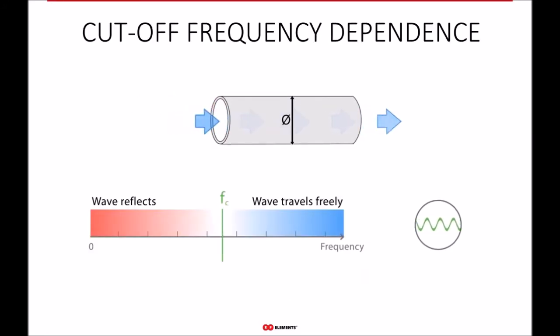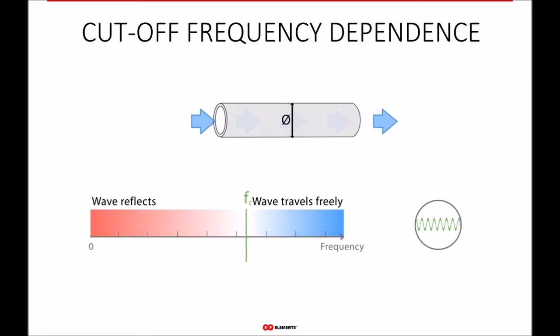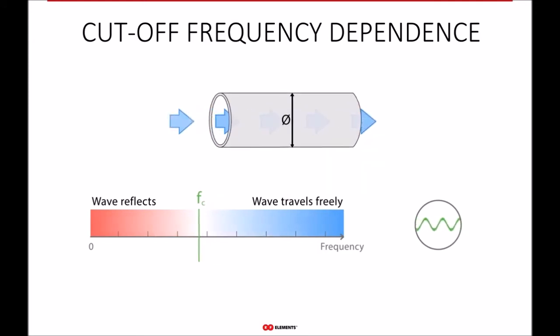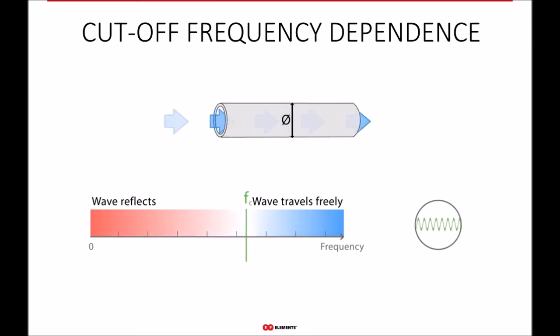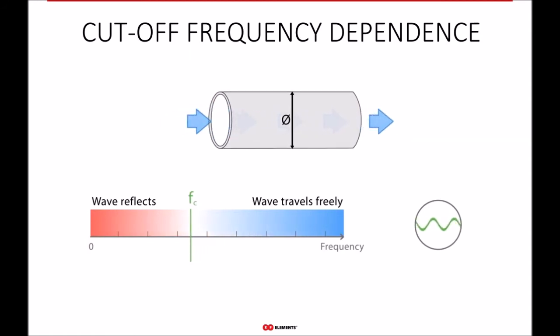So the cutoff frequency depends on the waveguide dimensions. In case of the circular waveguide, it depends on its diameter. And as with most of the things in the world of RF engineering, the physical size of the hardware is inversely proportional to the operating frequency. So in case of the cutoff frequency, the bigger the waveguide diameter, the smaller the cutoff frequency becomes, and vice versa. The smaller the waveguide diameter, the larger the cutoff frequency is.